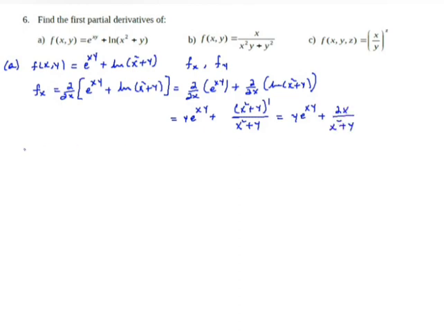Okay, so this becomes y times e to the power of xy plus 2x over x squared plus y. So this is our fx. The partial derivative of f with respect to x is y times e to the power of xy plus 2x over x squared plus y.